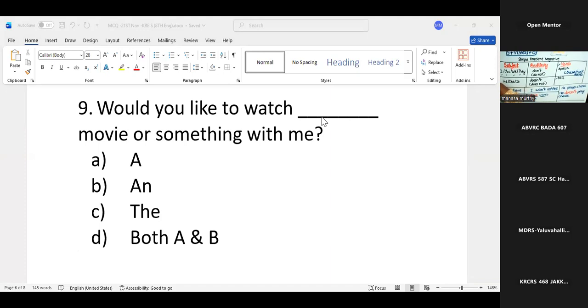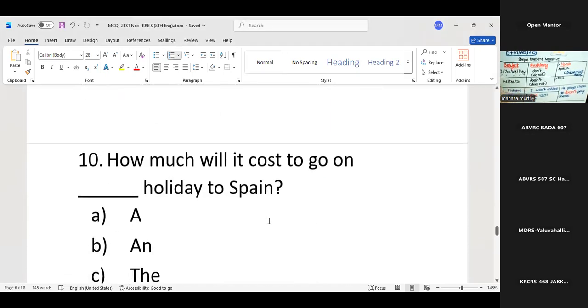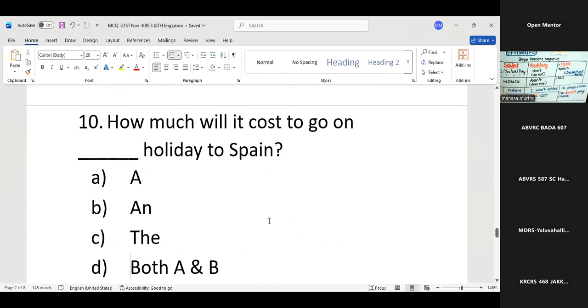Exactly. Super. How much will it cost to go on a holiday? I'm sorry. How much will it cost to go on holiday to Spain?